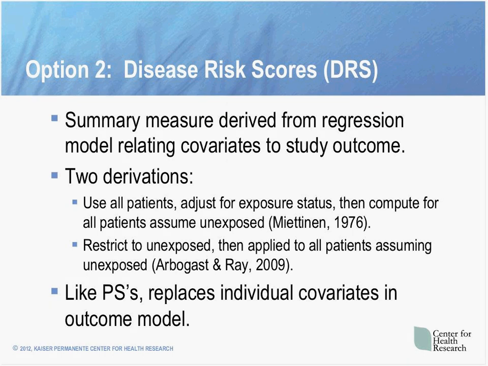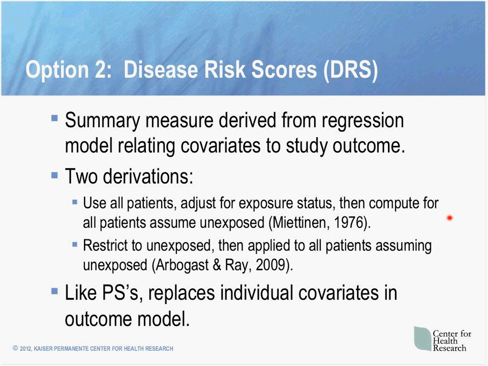So, those are propensity scores. The disease risk score is another option, which is similar in spirit to the propensity score, in that it is a summary measure that is derived using a regression model. Instead of relating the exposure to the covariates, it relates the outcome to the covariates. And there are two variations on this approach.